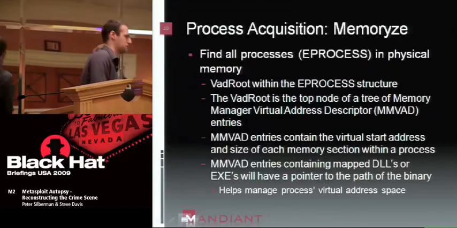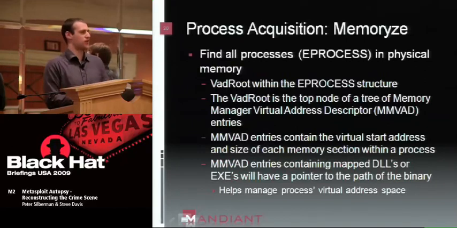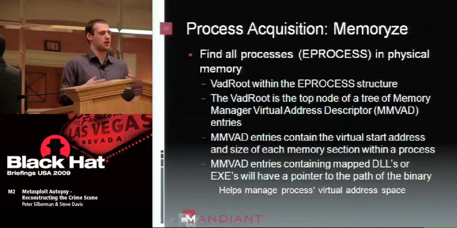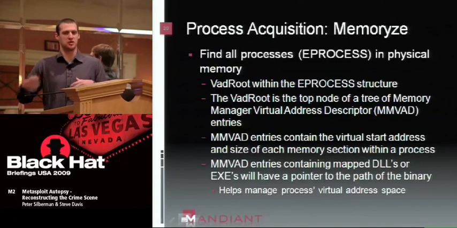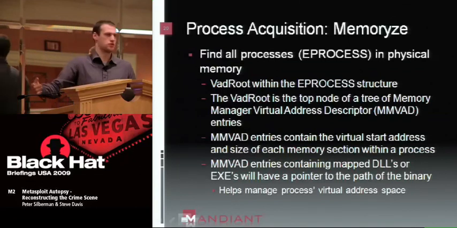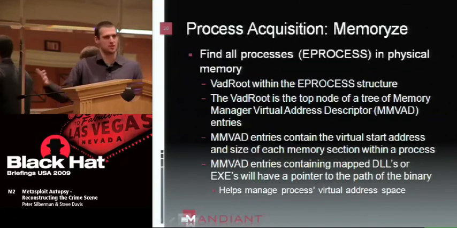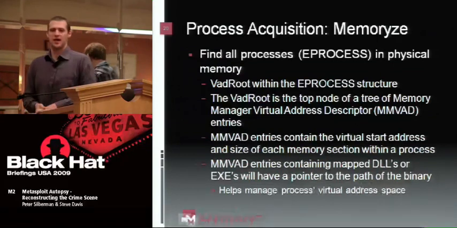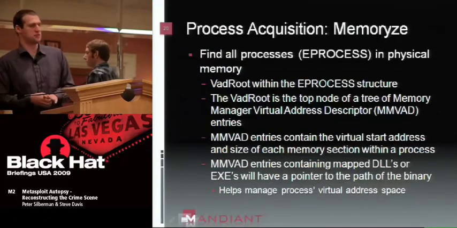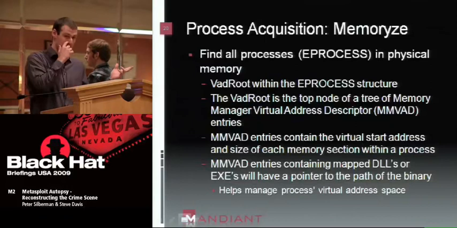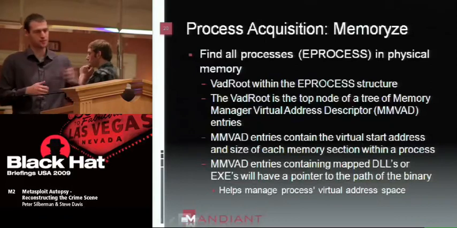After we found the process in physical memory, we go back and say, well, the users told us what process they want to acquire. They have a suspicion that something's gone wrong with svchost, right? It's commonly a process that's owned. So they say, find and dump svchost's memory. So we find svchost's eProcess structure.